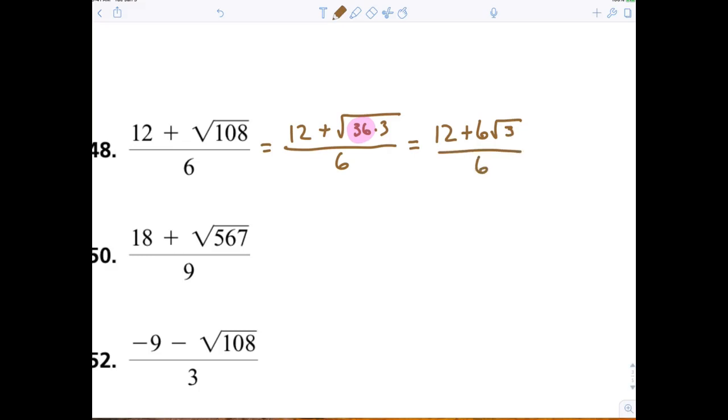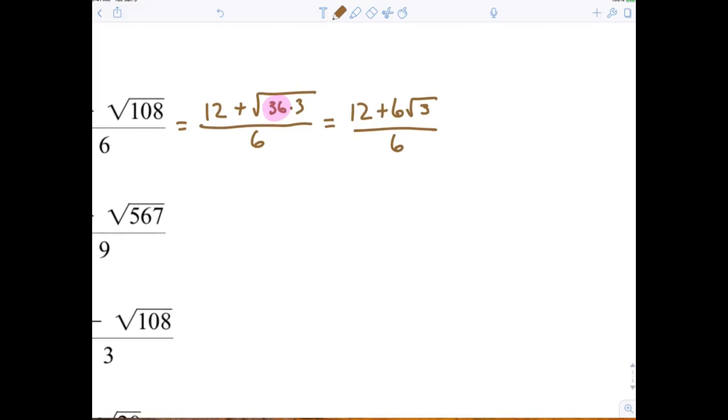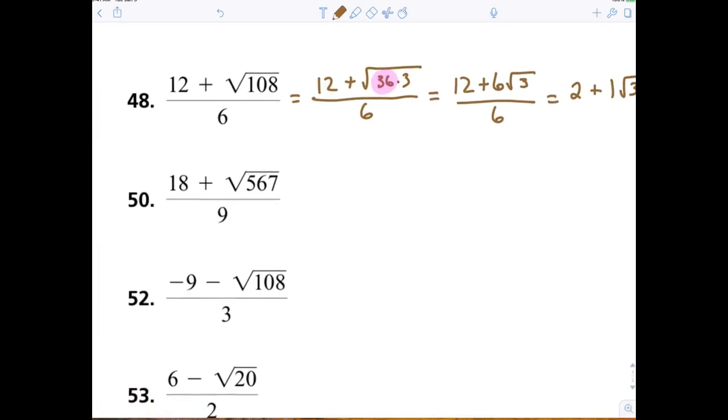Now can I divide everything through by 6? Yes, you can divide everything through by 6. When I divide everything through by 6, I get 2 plus 1 radical 3. Is it necessary to have the 1 there, though? No, it's not. All right, any problems with that? Okay, so now 567.